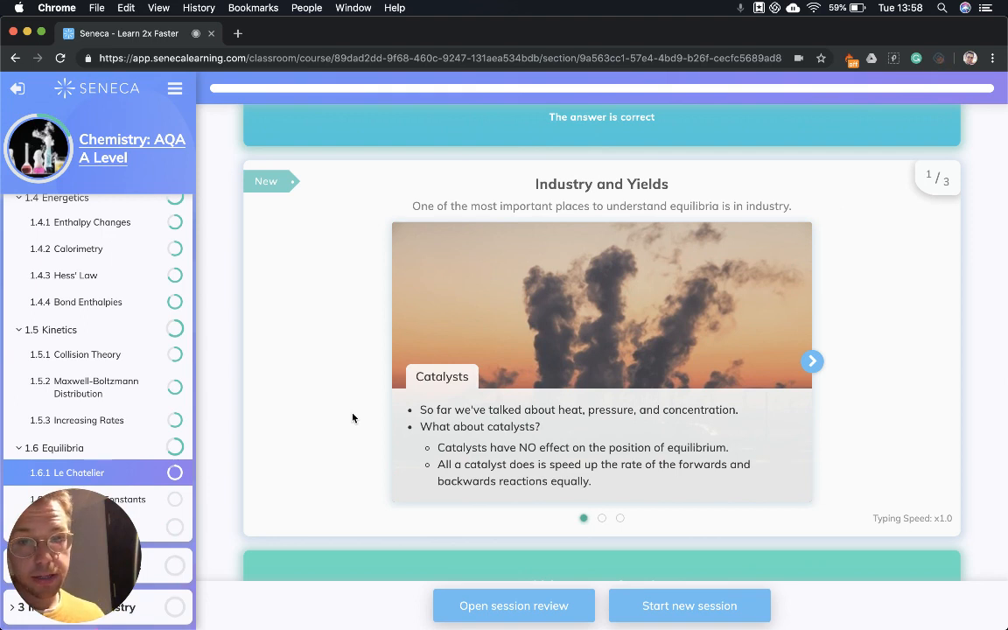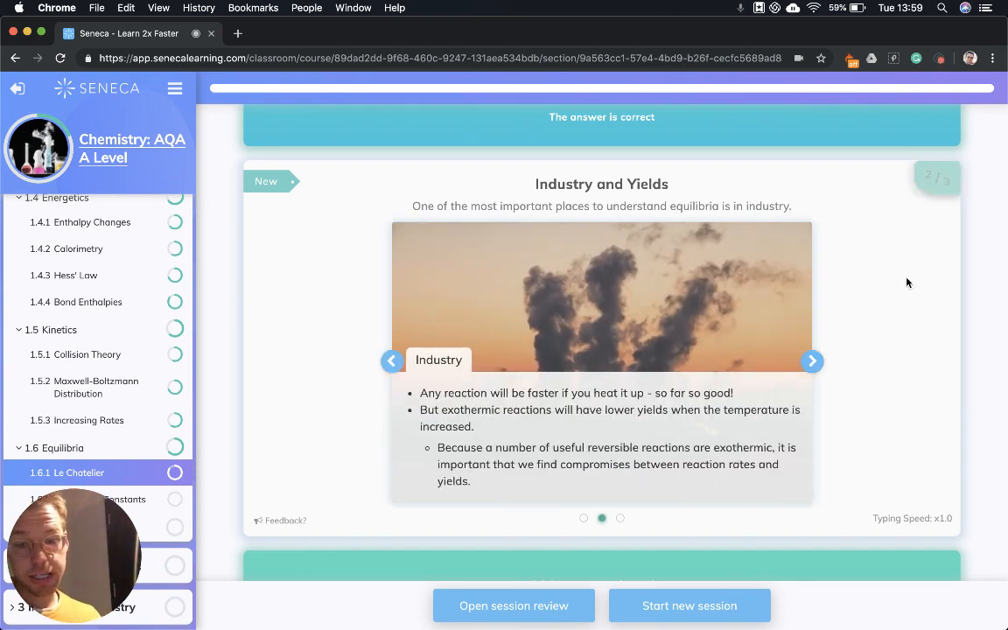One of the most important places to understand equilibria is in industry. Catalysts. So far we've talked about heat, pressure and concentration. So what about catalysts? They're feeling a little bit left out. Catalysts have no effect on the position of equilibrium. All a catalyst does is speed up the rate of the forward and backward reaction equally. Any reaction will be faster if you heat it up. So far so good. But exothermic reactions will have a lower yield when the temperature is increased.